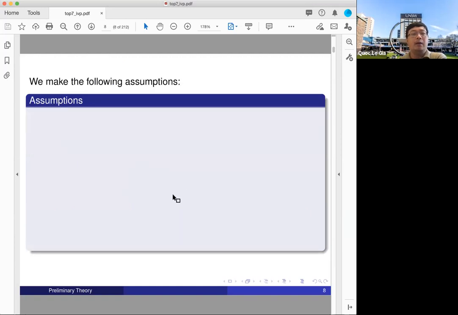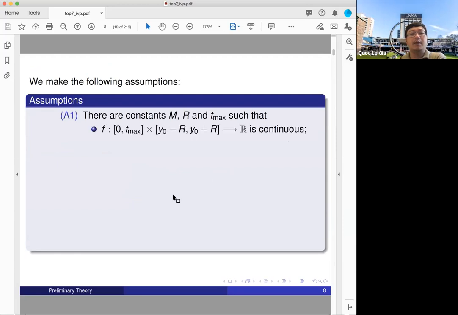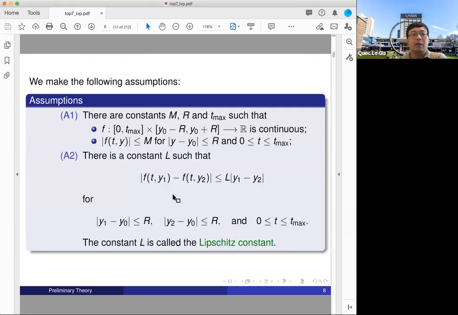And now we have some assumption, what they call a Lipschitz assumption. Suppose you take two points, y1 and y2, and you apply the function, then the distance doesn't grow very far compared with the original distance of y1 and y2.